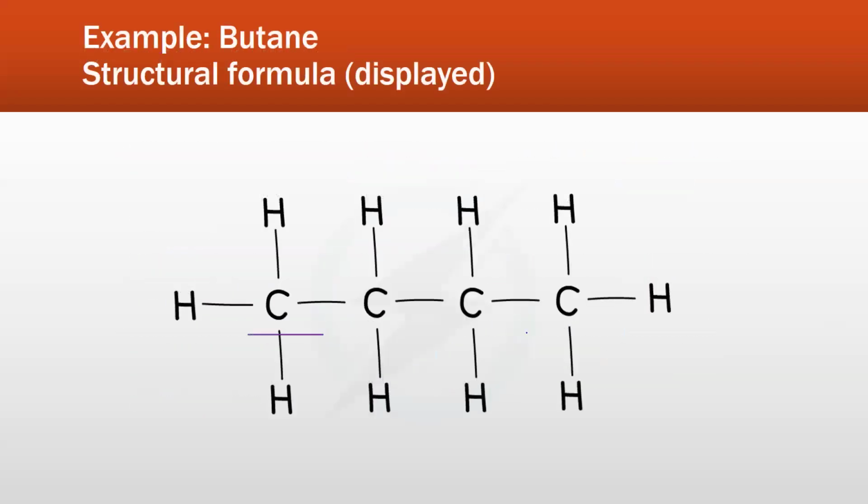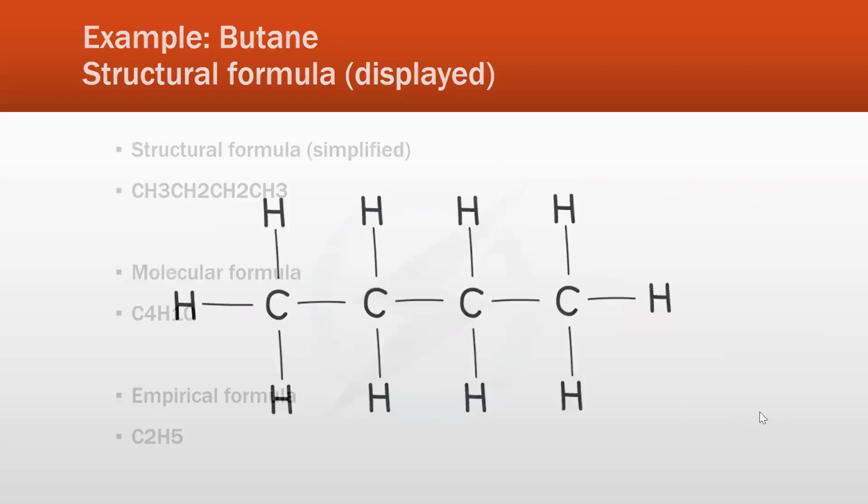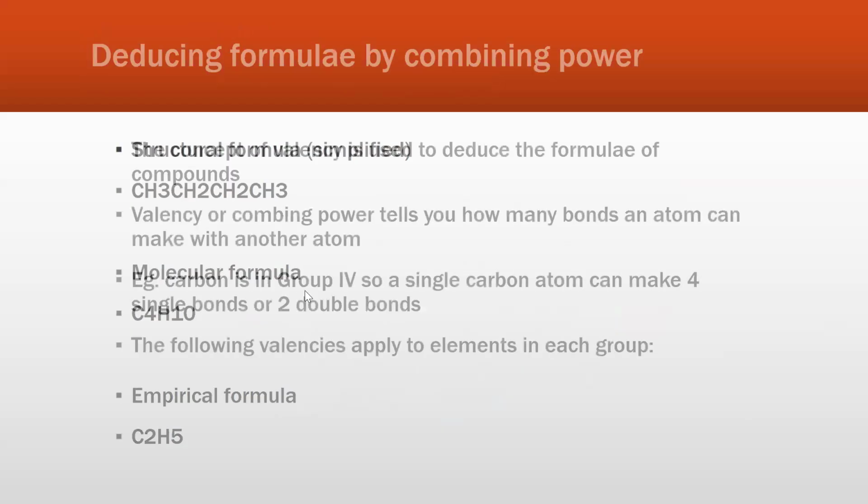For example, what is the molecular formula of this compound? C4, and how many hydrogens are there? 10. Can you tell me the simplest empirical formula? ये तो molecular formula. Tell me the empirical formula. C2H5. Good. It's going to be C2H5. ठीक है, ये हमने कर लिया.